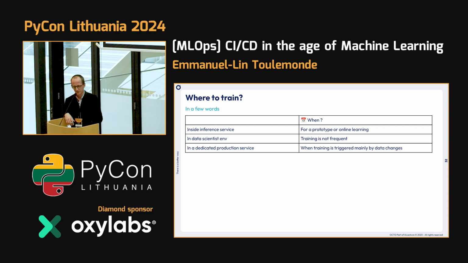Or I could do it in a dedicated production service when training is triggered frequently and mainly by data changes. If I have to train my model because my data changed.